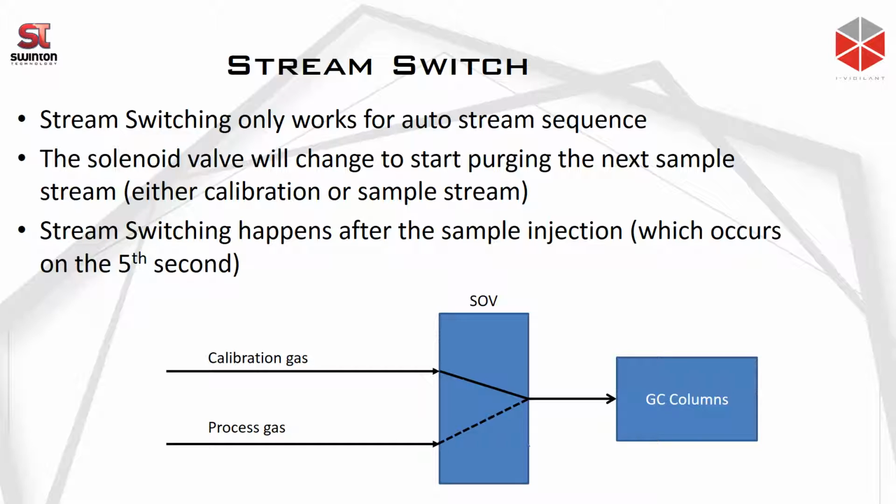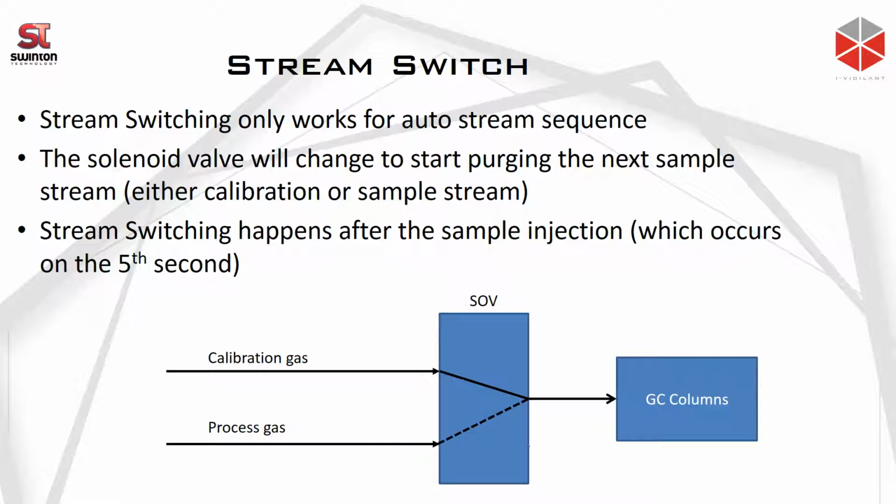The other event in the Daniel GC is a stream switch. Stream switching only works for auto stream sequence. So this is when we decide to do an auto calibration, let's say a daily auto calibration. What happens is that if we have a calibration sequence that will happen on the next cycle, the stream will switch from the process gas to the calibration gas. Therefore, the GC will purge the sample line with the calibration gas rather than the process gas to be sampled on the next cycle.